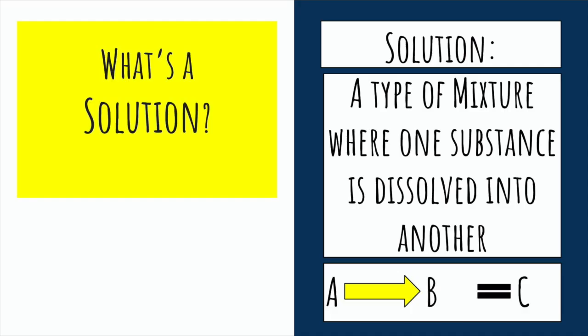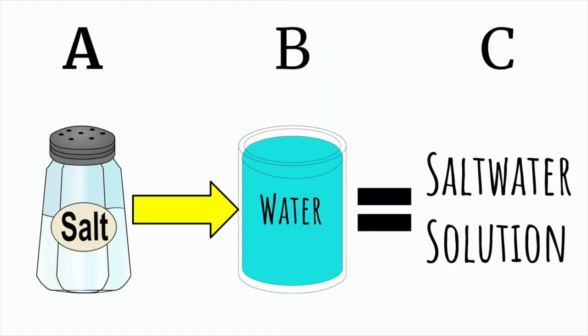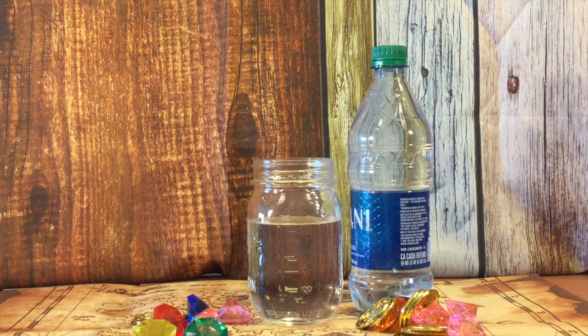A solution is a type of mixture where one substance is completely dissolved into another. So, if we mix salt into water until it dissolves, we get a saltwater solution. Each of our jars contain a different solution, and each solution has a different density.